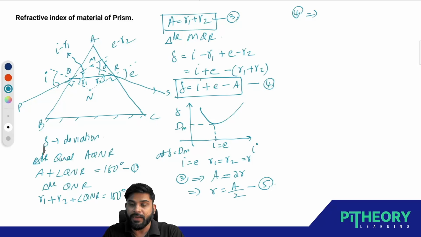So, delta is nothing but dm. dm is nothing but what? 2I minus A. Or if I'm finding I here, you get what? I equals A plus dm by 2. This is equation number 6.